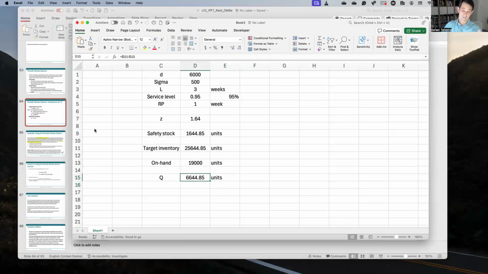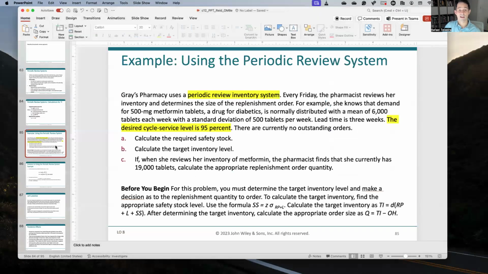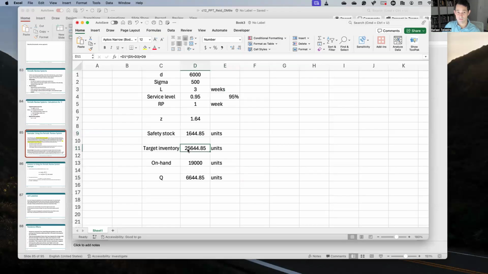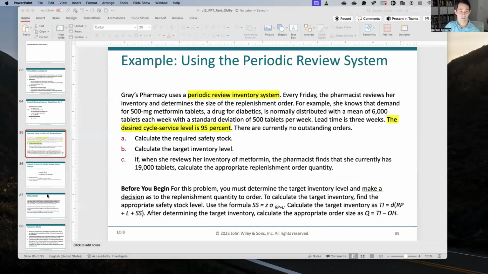Not precisely, but we have to round these numbers. Okay, but let's assume you can round one up. But that's how we find these answers here. What we did, we computed the safety stock and target inventory. I just took note of what she has on hand to compute what she needs to order, which is the difference between the target inventory and what she has in inventory.